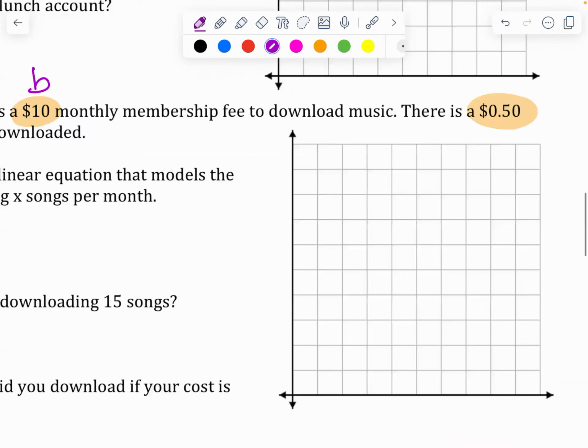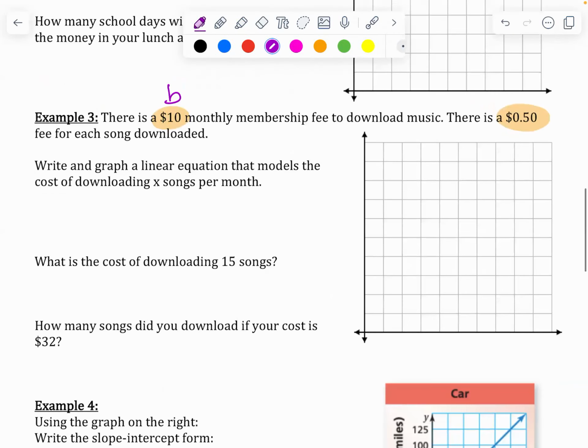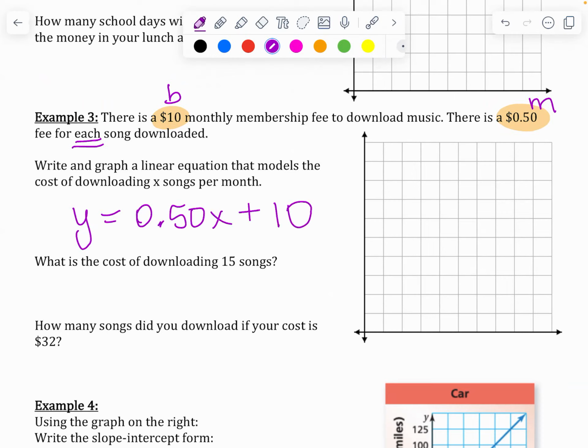Then there is a 50-cent fee for each song. That word each is important because that's kind of like a per, a rate that signifies our rate. So we have y equals 0.50x plus 10. That's our y equals mx plus b.